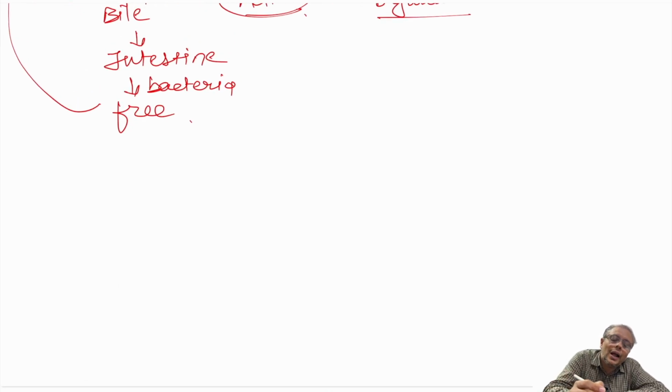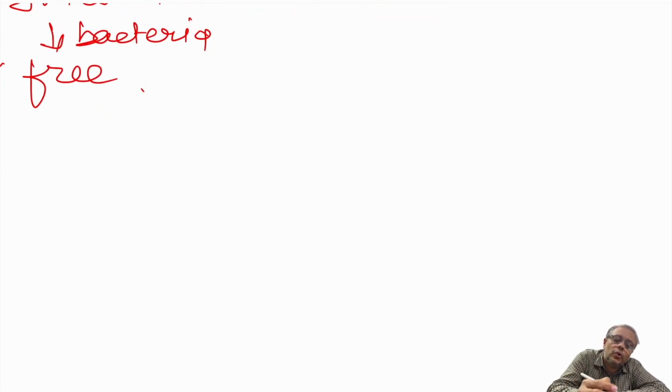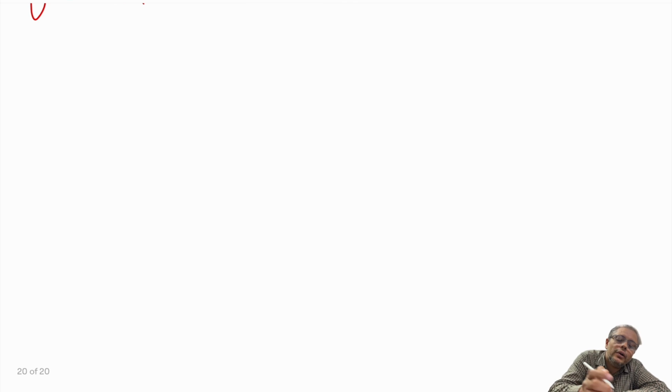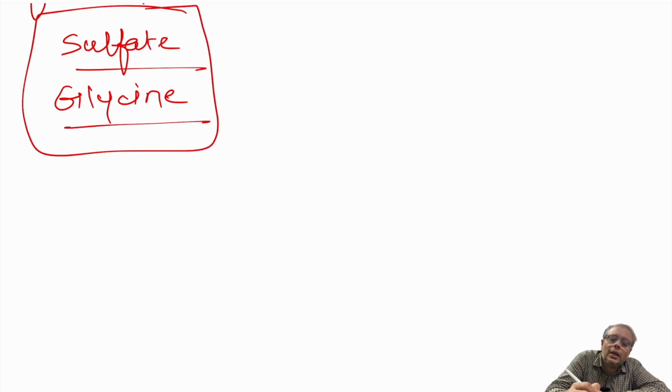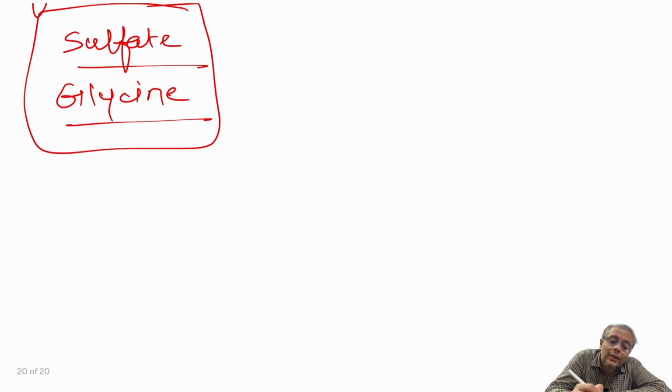Now there are different types of conjugation reactions. The second is the sulfate conjugation. Then there is glycine conjugation, but these are not that clinically important. The next that you should remember is acetylation.